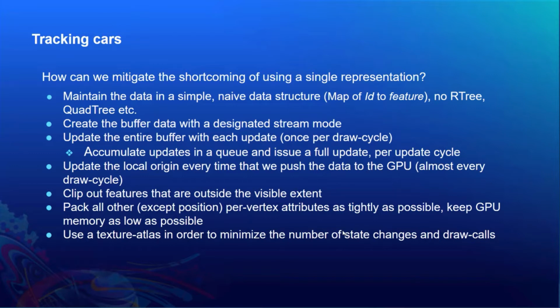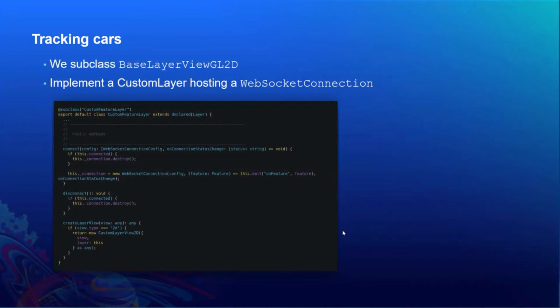And the last thing, we're going to use a texture atlas that would give us a means to add all the symbols into a single image and therefore a single texture. And that would allow us to minimize the number of draw calls that we're doing and optimize the performance because of that. The first step is, of course, implementing the layer itself.